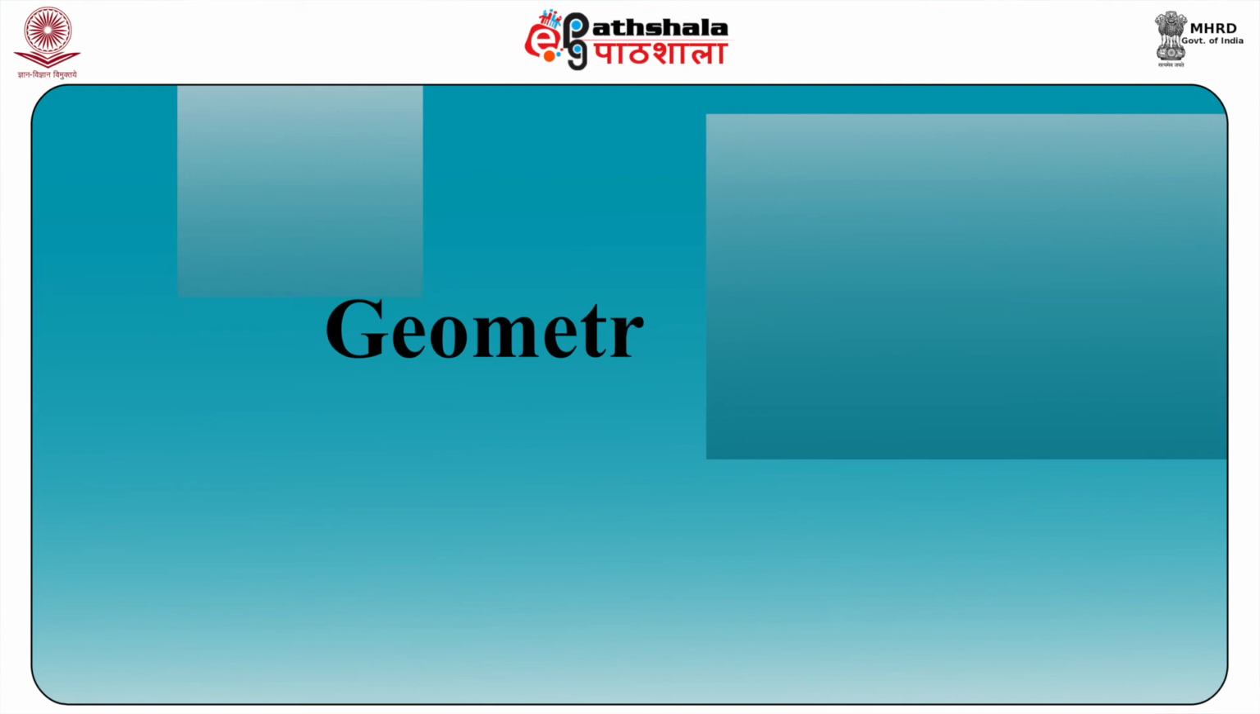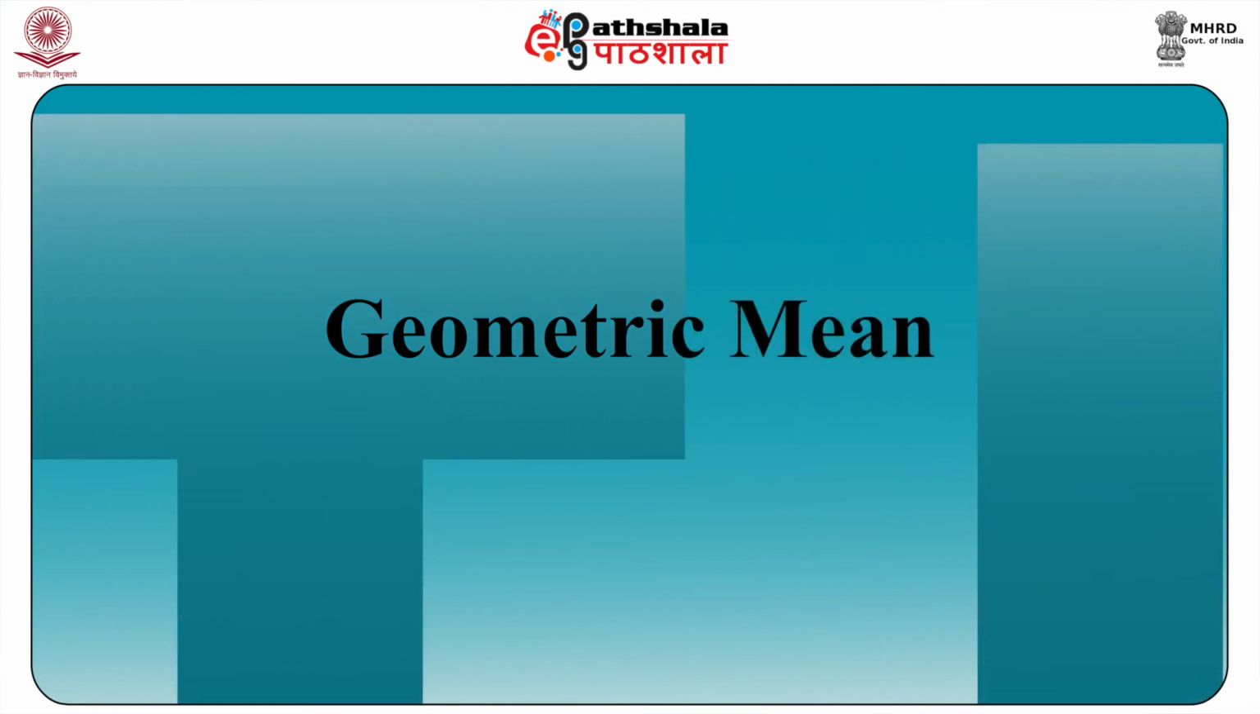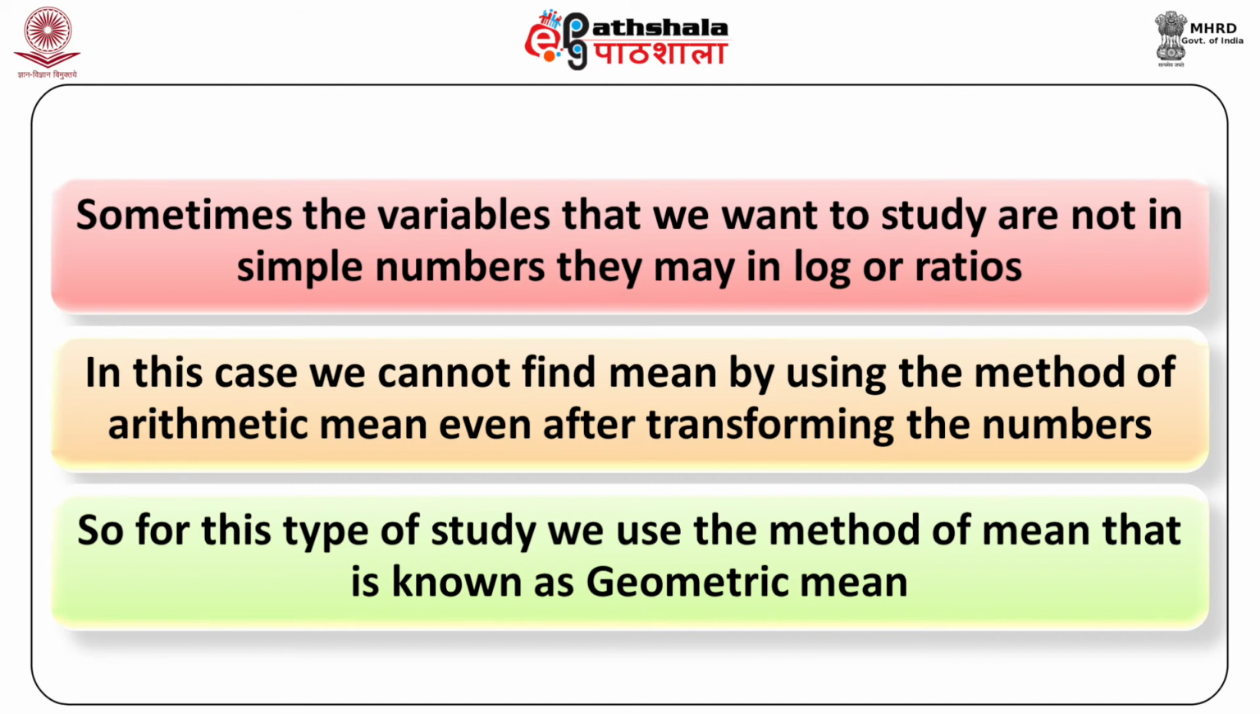Now with this, let us go to the next measure of central tendency, that is geometric mean. Sometimes the variables that we want to study are not in simple numbers. They may be in logarithm or ratios. In this case, we cannot find the mean by using the method of arithmetic mean even after transforming the numbers. So, for this type of study, we use the method of mean that is known as geometric mean.